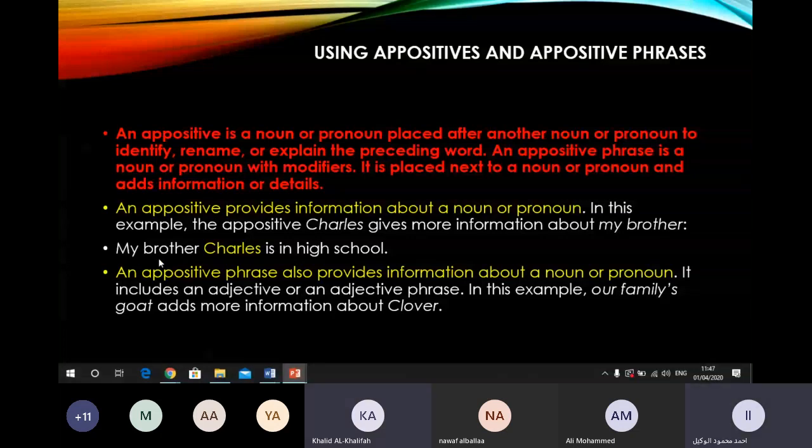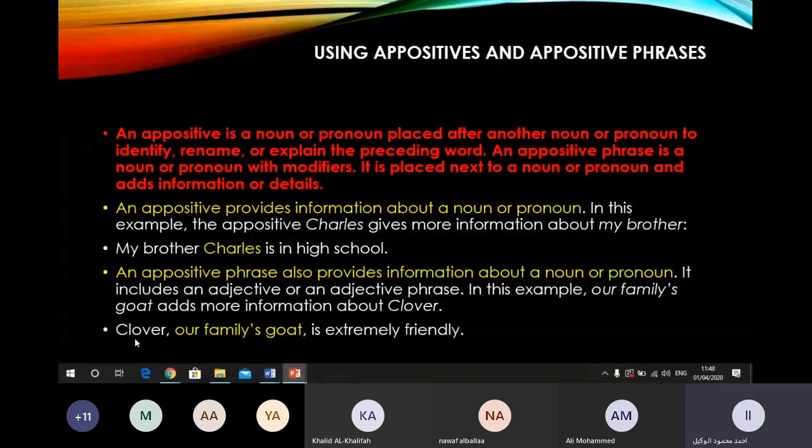So to make an appositive phrase, you will have the noun, and after the noun you have also a modifier. For example, when I say Clover, our family's goat. Clover, our family's goat. So here our family's adds information about Clover, right?